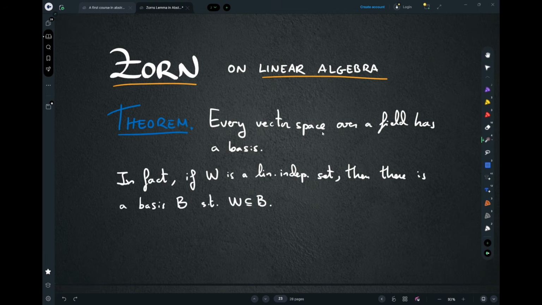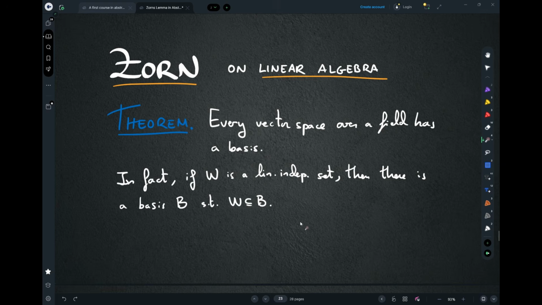Finally, let's talk about Zorn's lemma in linear algebra, and let's prove that every vector space over a field has a basis. And in particular, we're going to do something stronger. We're going to prove that if W is a linearly independent set, so a set of vectors in V that are linearly independent, then there is a basis B of the vector space that extends W. So this says that any linearly independent set can be extended to a basis.